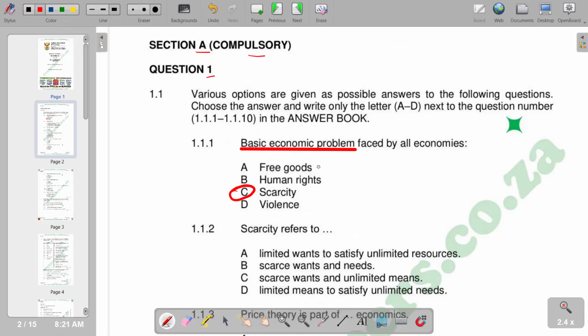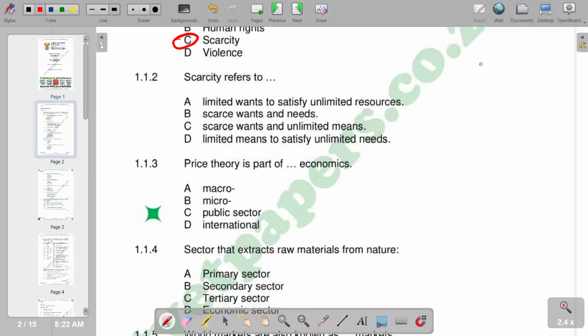So we know that this basic economic problem can also be depicted on a production possibility curve, where three elements are highlighted. Then number two, scarcity refers to. We have defined scarcity as having limited resources to meet unlimited needs. So in that scenario, the correct answer is D, limited means to satisfy unlimited needs. So we have D.